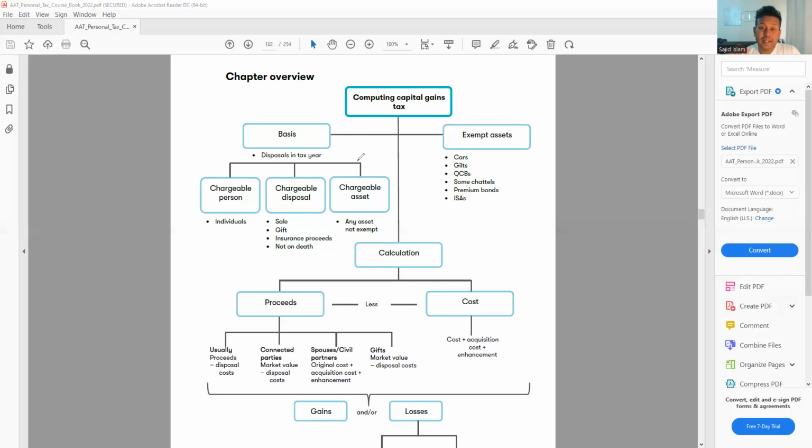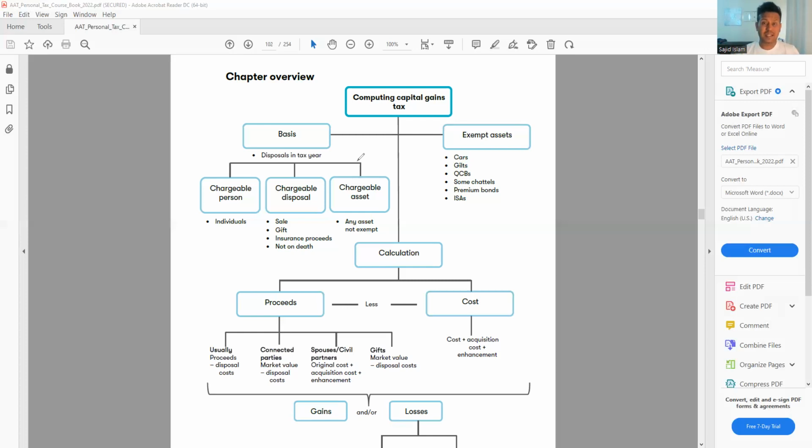The capital gains tax rates are 10% and 20%. It is fixed; there is no 45 or 40%. So you have only two rates: 10% for the basic rate taxpayer and 20% for the higher rate taxpayer. And the due date, exactly like the self-employed, you have to pay to HMRC by 31st of January following the end of the tax year.